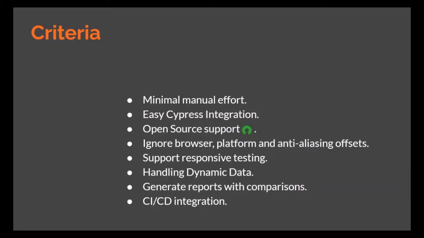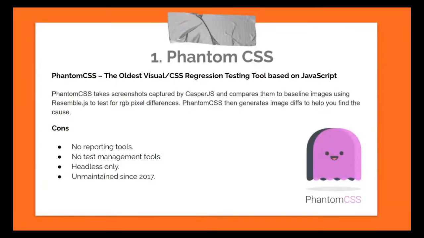We don't have a lot of tools that passed all these criteria, but we'll discuss some of the most popular tools, and then we'll discuss the tools that were the best and ticked all the boxes for us. The first on our list was PhantomCSS, which is also the first visual testing tool based on JavaScript, and this is where all the visual regression testing tools started. What PhantomCSS does is it takes screenshots captured by Casper.js and compares them with baseline images using Resemble.js, and it generates those diffs, but it's really outdated.